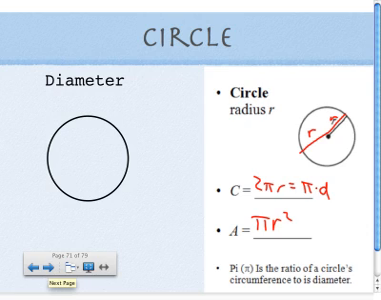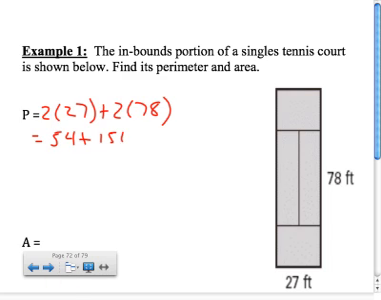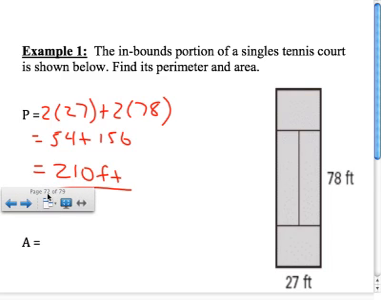The diameter of a circle, I sketched it in already in the other circle, but the distance across the circle is the diameter. Okay, so we have a rectangle here and we want to find the perimeter. So I could do 2 times 27 plus 2 times 78, or I could just do 27 plus 78 plus 27 plus 78, same thing. This is 54, 156, and finally when I add those two things up, it's 210 feet around the perimeter of a circle, or I'm sorry, of a tennis court.